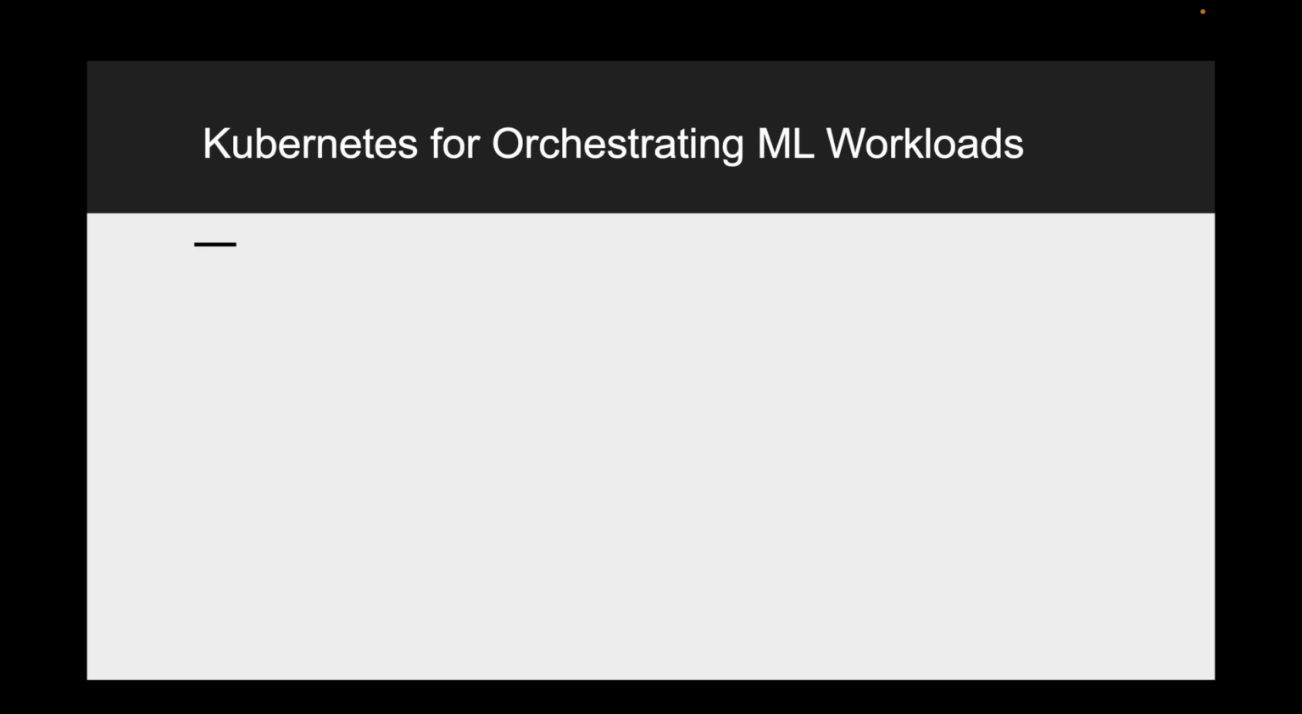Now, Kubernetes or K8s automates the deployment, scaling, and management of containerized applications. It's essential for scaling ML workloads and managing distributed training. Basic concepts of Kubernetes. We have the pod, which is the smallest deployable unit in Kubernetes, typically a single Docker container. Then we have the node, a worker machine where pods run.